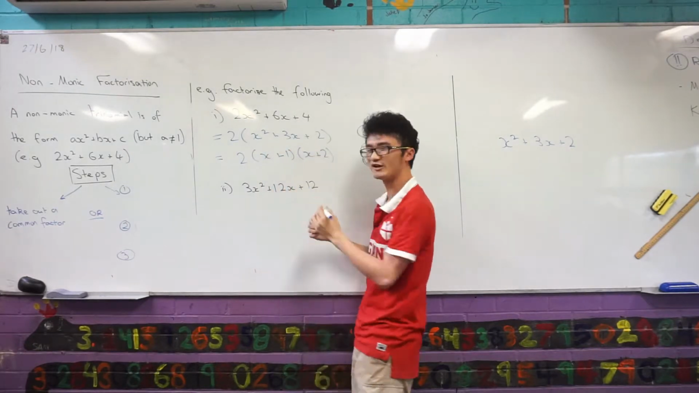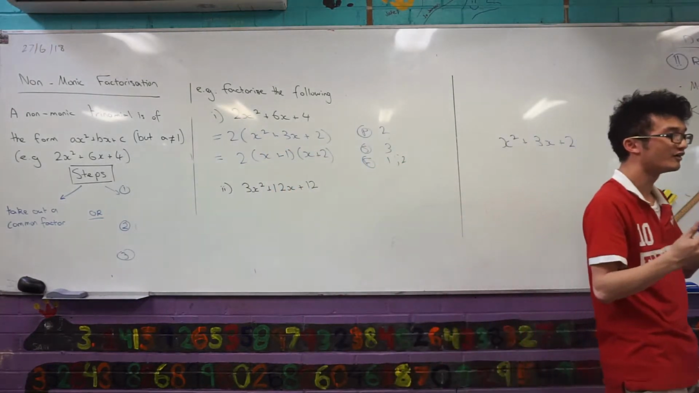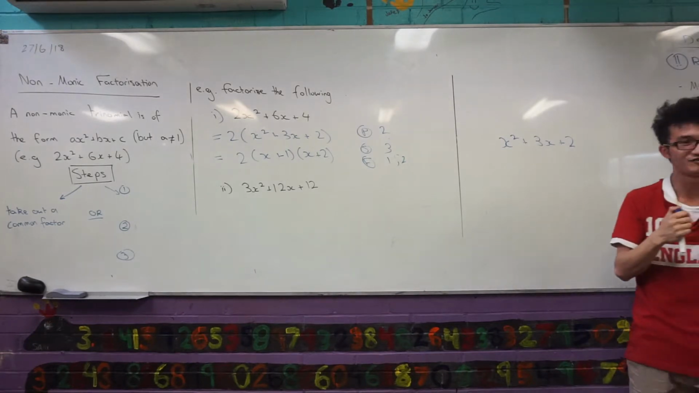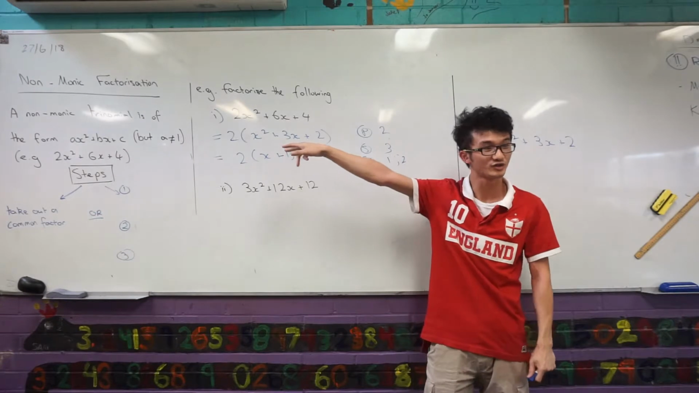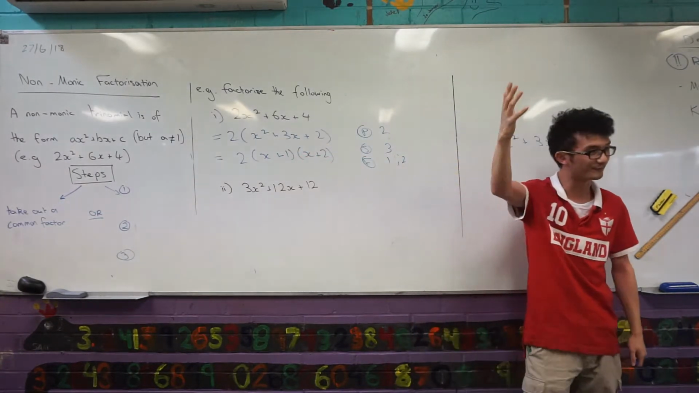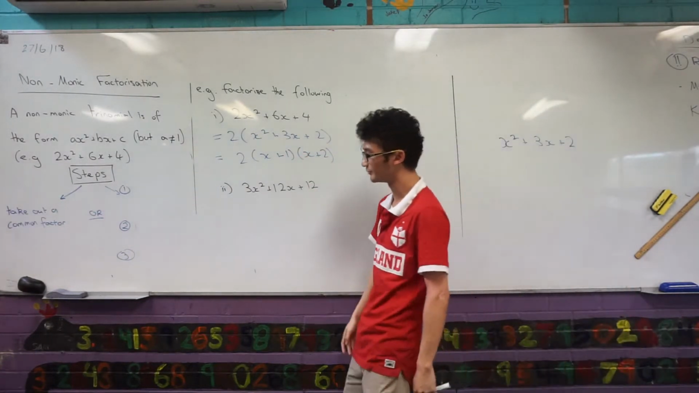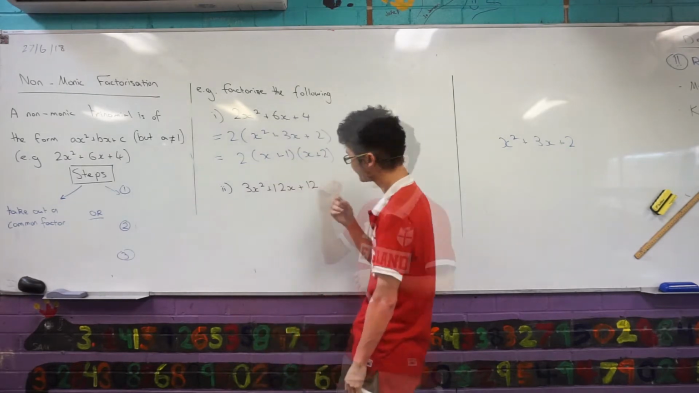Any questions about that one? It's actually not too different, right? All we've done is we've taken out a common factor before I've factorized that trinomial there. That's all I've done there. So nothing too different there. That's the first type you want to look for. Let's just try another one together.